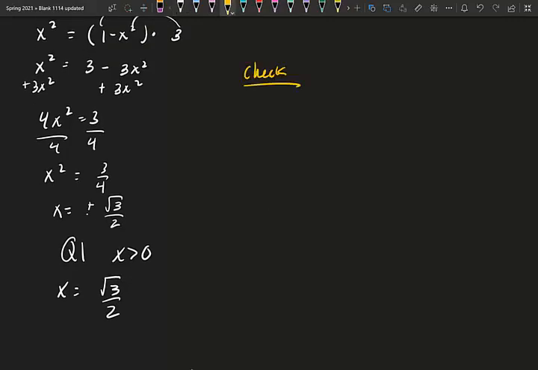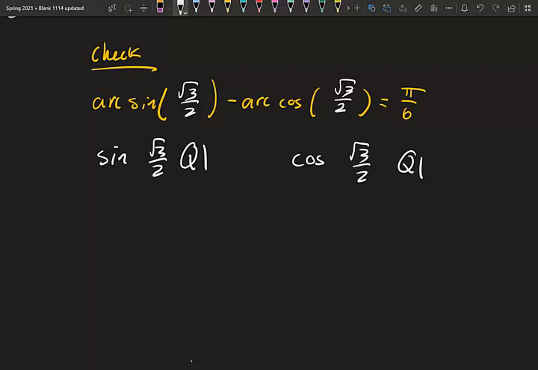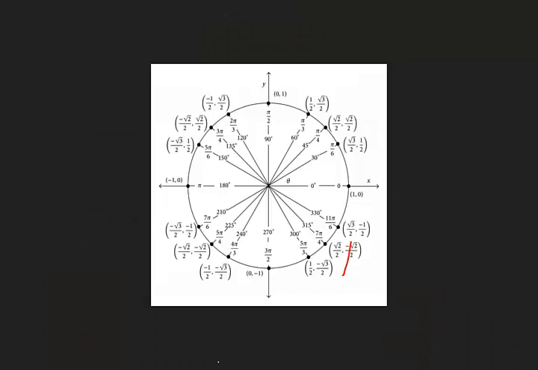So let's check it by plugging it into the original equation. We have arc sine x, which is square root of 3 over 2, minus arc cosine x, which is square root of 3 over 2, and that's supposed to equal pi over 6. So using the unit circle, you're going to go to sine square root of 3 over 2 in quadrant 1, because we're working in quadrant 1, remember? And then you're going to go to cosine square root of 3 over 2 in quadrant 1. So using our unit circle, let's find these values.